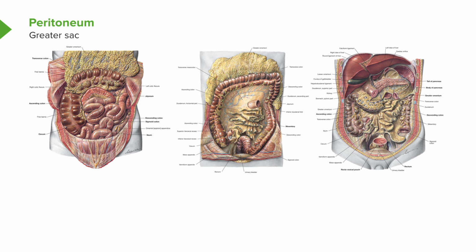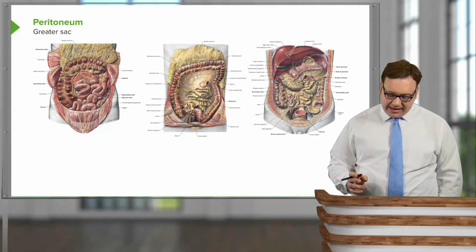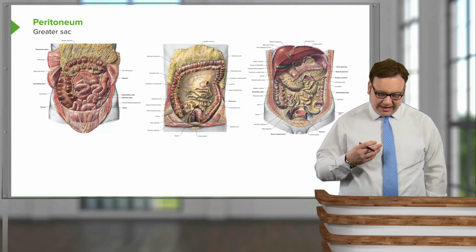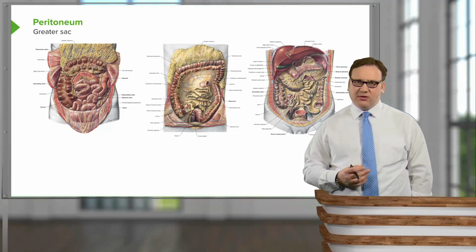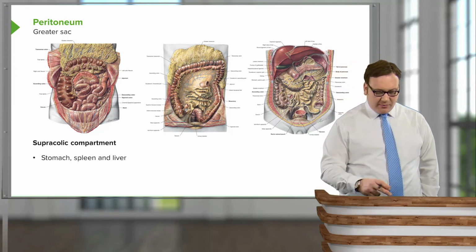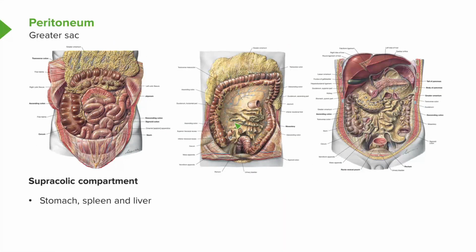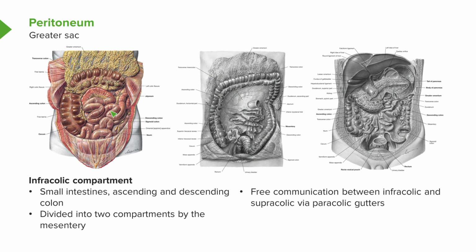So the greater sac. We've explored the greater sac in a bit of detail beforehand, but it has some important aspects because fluid, if it builds up in the peritoneal cavity, can communicate freely around the greater sac. And we can see that here if we look at the supra and infracolic compartments. So here we've got the greater sac, and we've got its transverse, ascending, and descending colon here, and the small intestines in between. And everything that's underneath this transverse colon, as I mentioned, is in the infracolic compartment. So we can see we've got small intestines, ascending and descending colon.